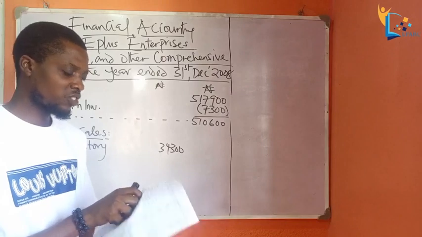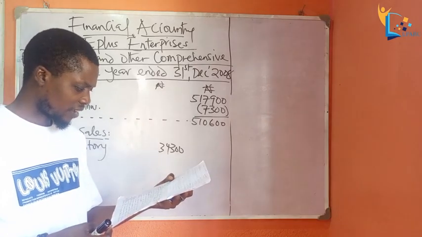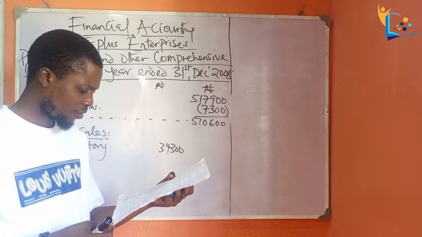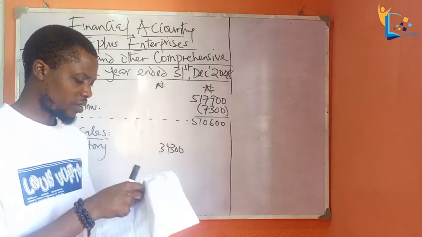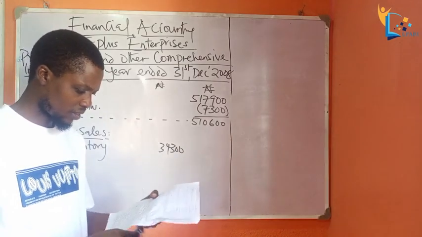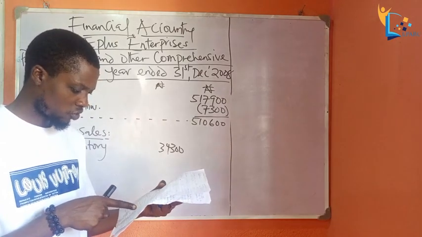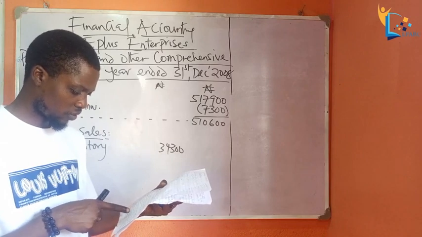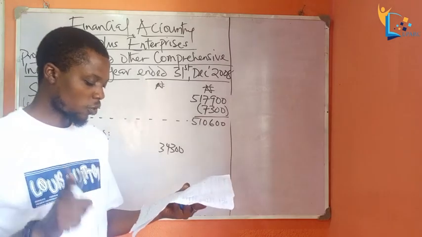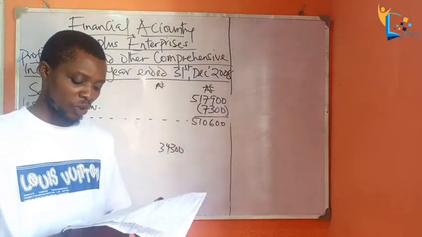Let's see if we have any in the additional information. Okay, goods costing 1,200 were taken by the owner for private use. Now, this was yet to be recorded in the books.